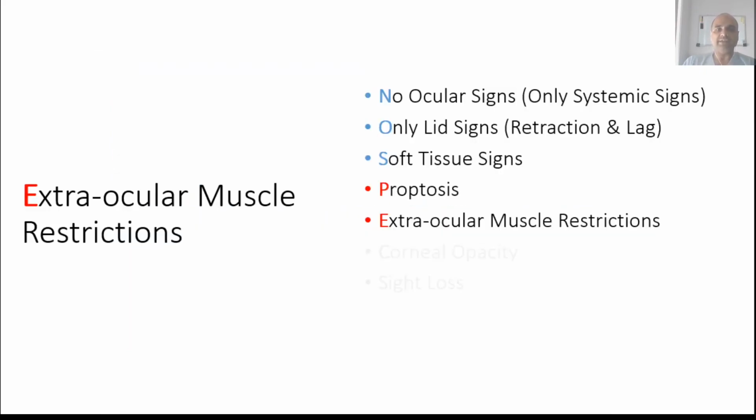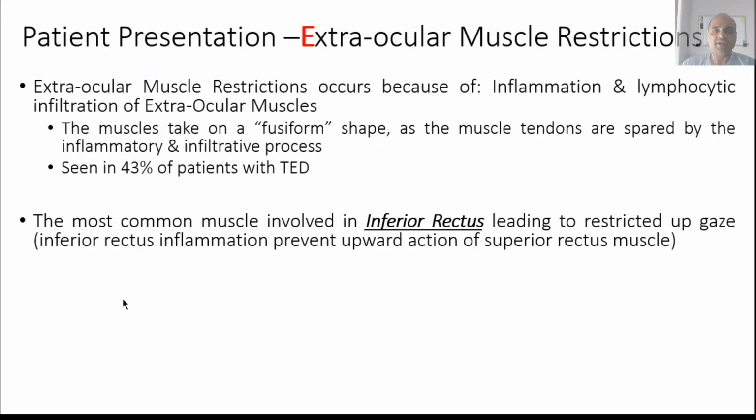Moving on, the next sign is extraocular muscle restriction. And this happens because you have lymphocytic infiltration of your extraocular muscles together with their inflammation. This inflammation and infiltration is something that spares the muscle tendons and only affects the muscle bellies. So your muscles take on a fusiform shape.